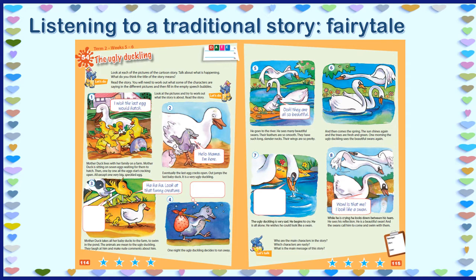And then comes the spring. The sun shines again and the trees are fresh and green. One morning the ugly duckling sees the beautiful swans again. The ugly duckling is very sad. He begins to cry. He is all alone. He wishes he could look like a swan. While he is crying, he looks down between his tears. He sees his reflection. He is a beautiful swan, and the swans call him to come and swim with them. Wow, is that me? I look like a swan.